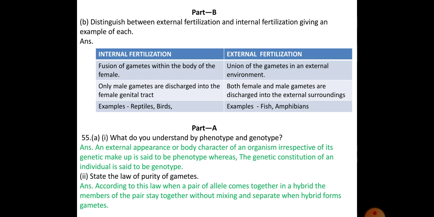State the law of purity of gametes. Law of purity is the law of segregation only. According to this law, when a pair of alleles comes together in a hybrid, the members of a pair stay together without mixing and separate when the hybrid forms gametes.